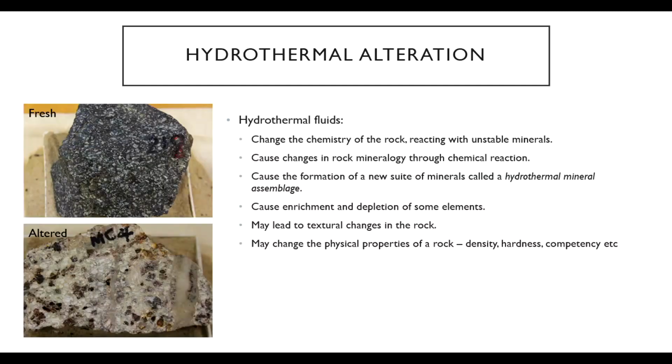So here's an example of a fresh, looks like a diorite or gabbro, and an altered example. So you can get quite drastic changes. Sometimes it's fairly obvious, other times it's subtle. And so we will work through and we can talk about examples of ways that you can pick this apart.